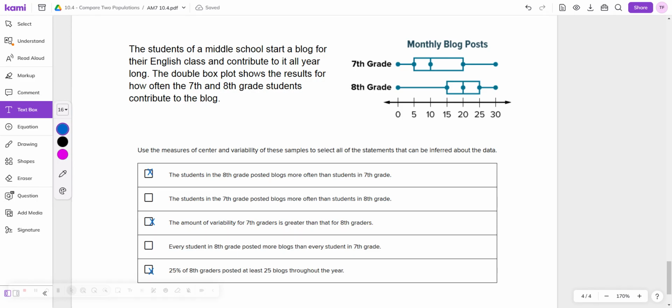And then lastly, 25% of the eighth graders posted at least 25 blogs throughout the year. So looking at that on the eighth grade, I see that between 25 and 30, that's one whole whisker. Each part represents 25%. So that one whisker represents 25%. So that is true.